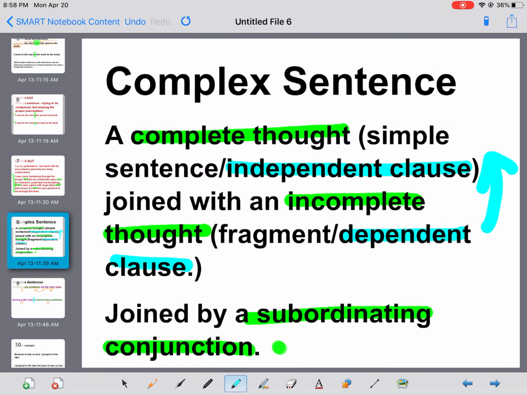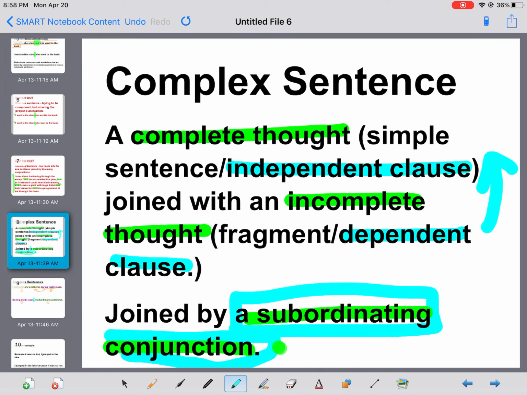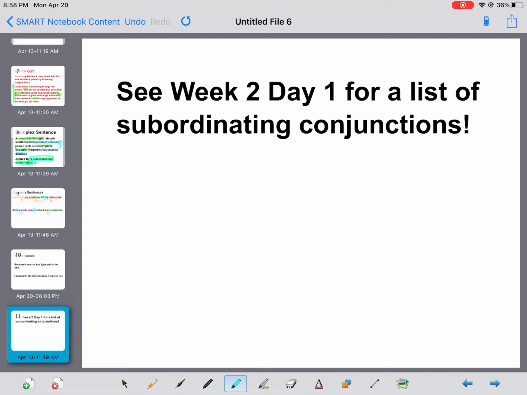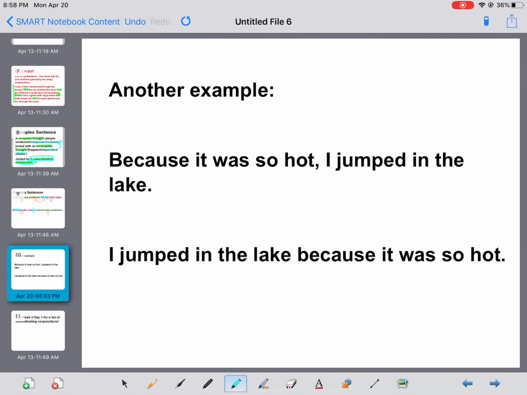Okay? Now, going back to those subordinating conjunctions. Subordinating conjunctions, they're kind of like our fanboys conjunctions because they are joining sentences, but they are only used in complex sentences. And during would be an example of one of those subordinating conjunctions. The one that is probably used most often would be because. All right, and I'll just jump to my last slide here for a minute. Week 2, day 1 has a list of those subordinating conjunctions. So if you need to take a look at a few more examples of those, that is where you will find them.